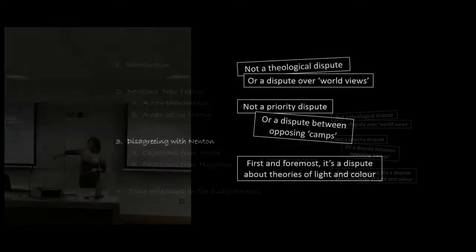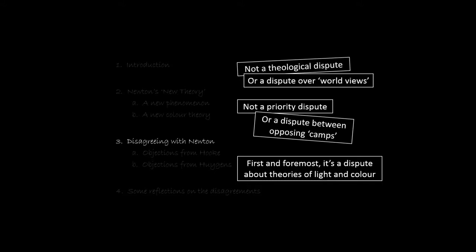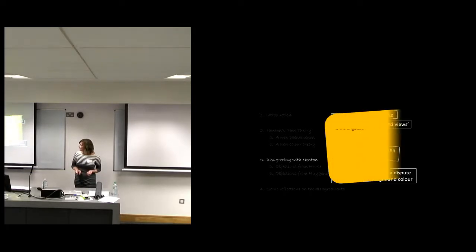And so first and foremost, it's a dispute about theories of light and colour. And I think this is really interesting. I suspect that this is one of the first of these kinds of debates that we would see. We've got the very earliest scientific papers being written around this time and being published. And really they're inventing this genre of empirical dispute around this time. So I think these are some of the interesting things about this case.